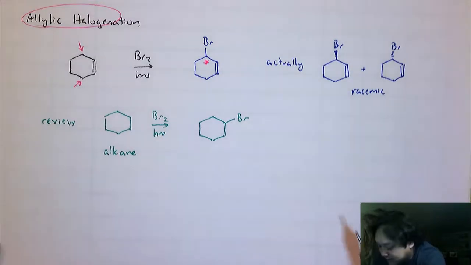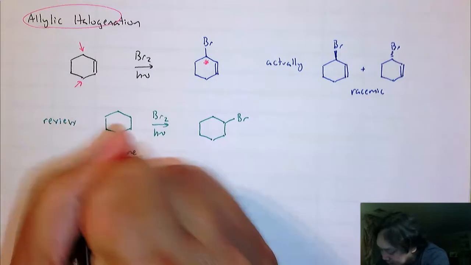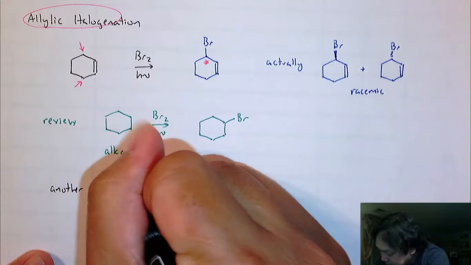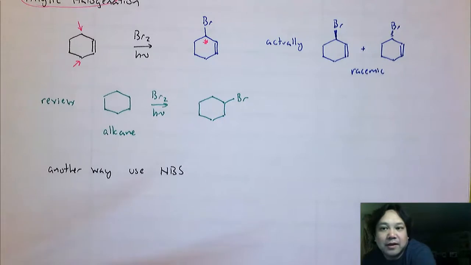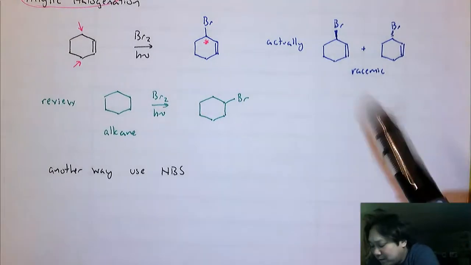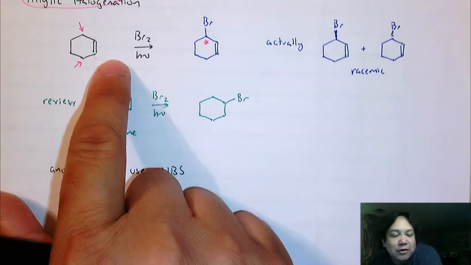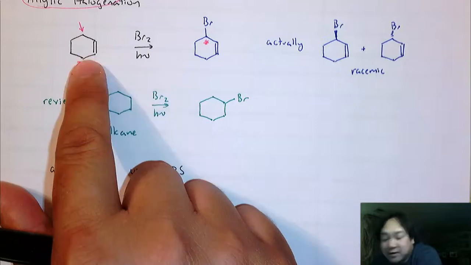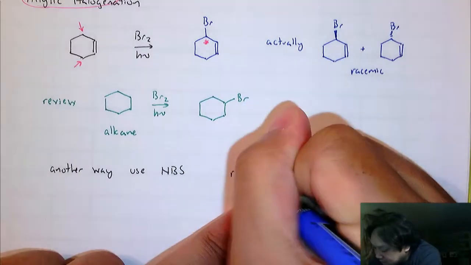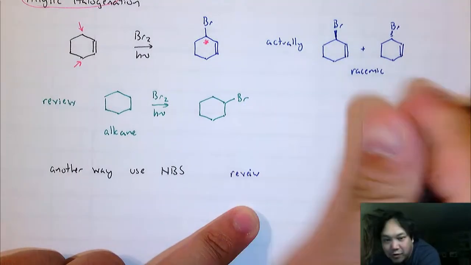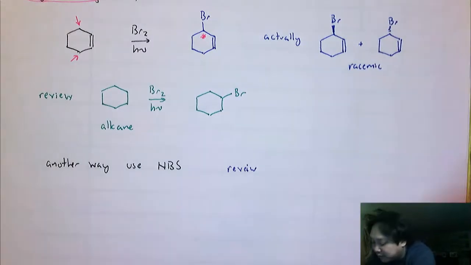There's another way to do this, and that's using a reagent called NBS. The reason why people like NBS is it actually avoids, what other reaction do you know with Br2 and an alkene? See, this is so tricky, because we're seeing Br2 over and over again, but depending on the conditions or the starting material, we get different products.